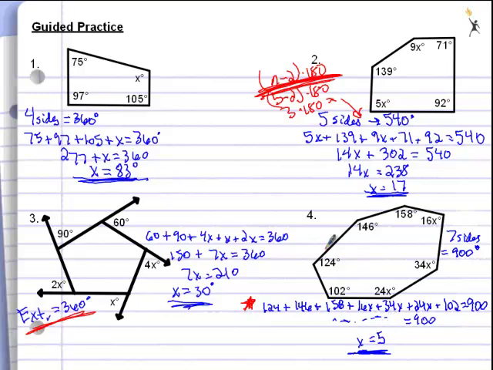You combine your like terms. Your like terms are 102, 124, 146, 158, and you end up adding all those to equal 530. Then you add up your 24x, your 34x, and your 16x, and you get 74x. Well, when you subtract 530 from 900, you get 370, and you end up getting 74x equals 370, divide by 74, and you get x equals 5.